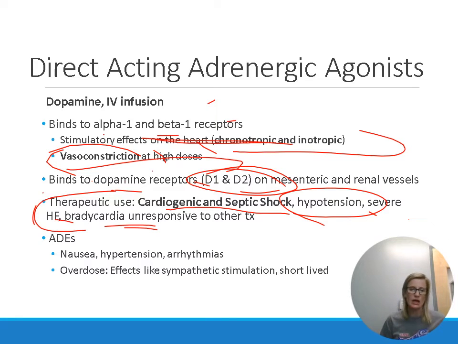Adverse drug effects: nausea, hypertension, arrhythmias. In overdose, if somebody has too much of it, we see effects that are kind of like sympathetic stimulation, but the effects are pretty short-lived.